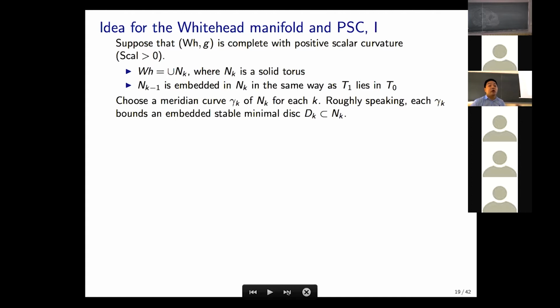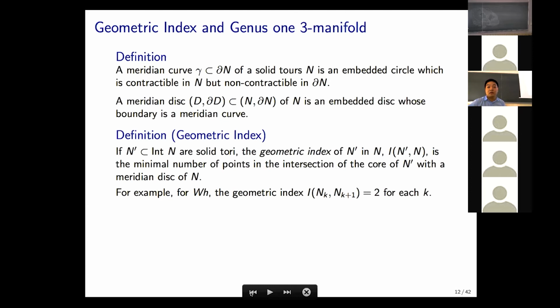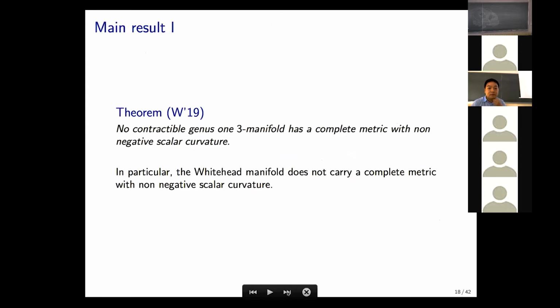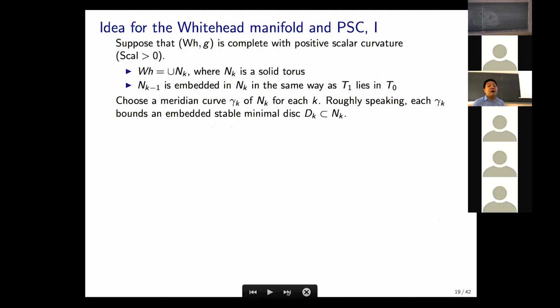So we know the Wang manifold is an increasing union of solid tori, and N_{k-1} is embedded in N_k in the same way as T_1 is located in T_0. Please go back to the Wang construction. Here is the Solenoid tower. The Solenoid tower is N_k, the red curve is N_{k-1}, and the blue curve is gamma_k. Gamma_k is a Morse curve of N_k. So we choose a curve gamma_k of N_k for each k.